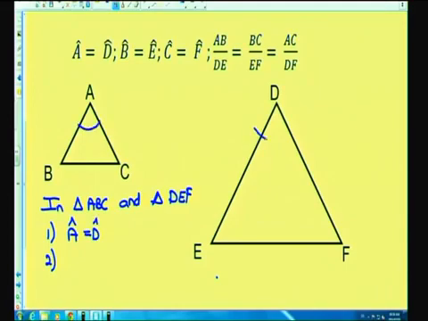A equals D. Now I just want to say here, notice that I'm keeping the details of triangle ABC under ABC and the details of DEF under DEF. So there we go, we got that. Then they told me that, and that was given, so we can write that down. Then they told me that B equals E. So B equals E, and again it was given.